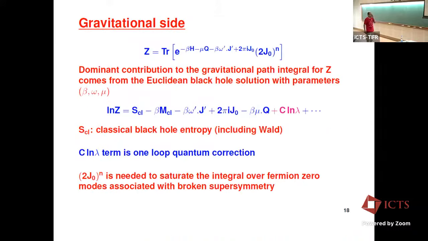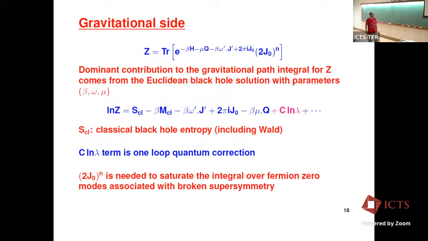Okay, now the same partition function can also be computed on the gravitational side. On the gravitational side, this is again the formula, and the dominant contribution to the gravitational path integral for Z will come from a Euclidean black hole solution with parameters beta, omega and mu.